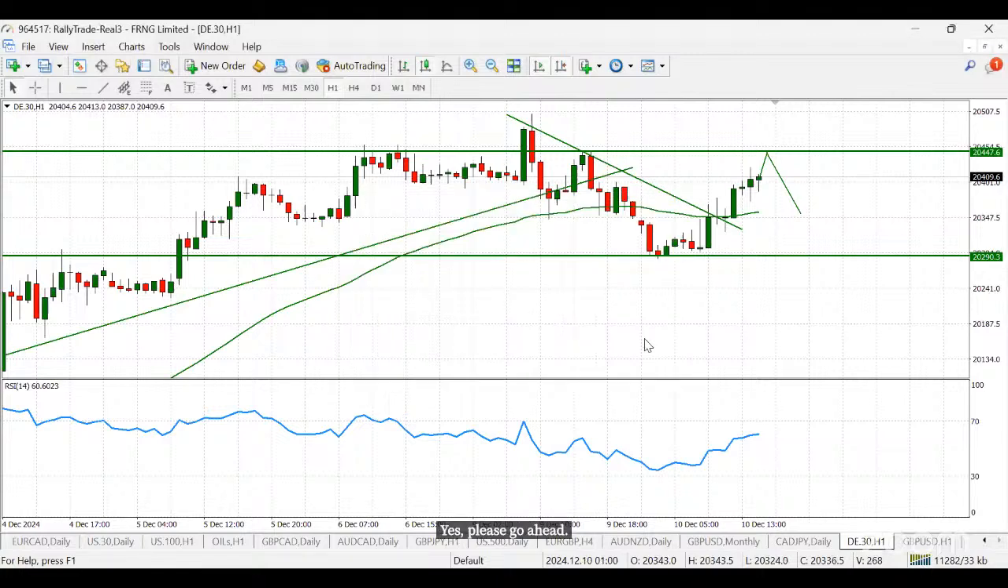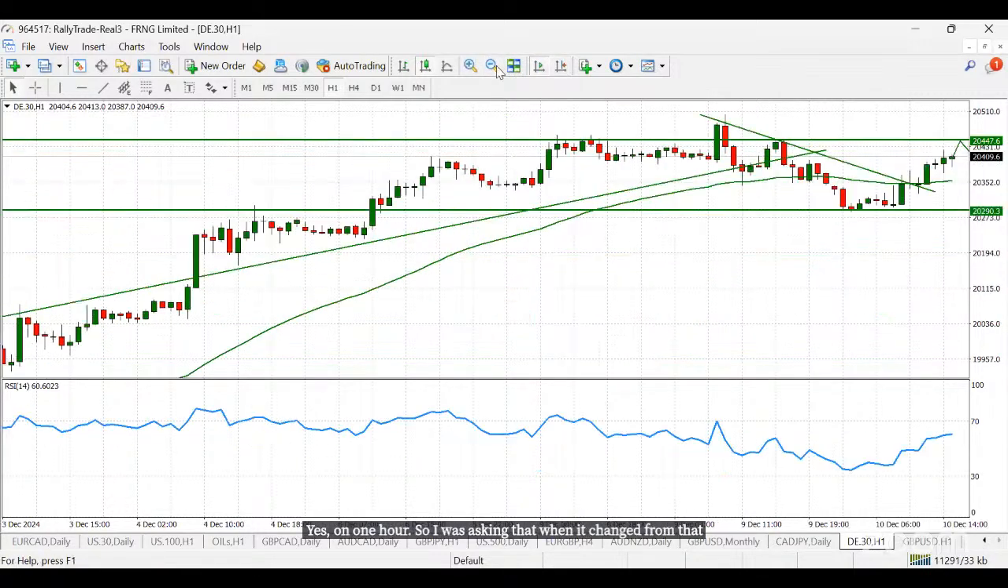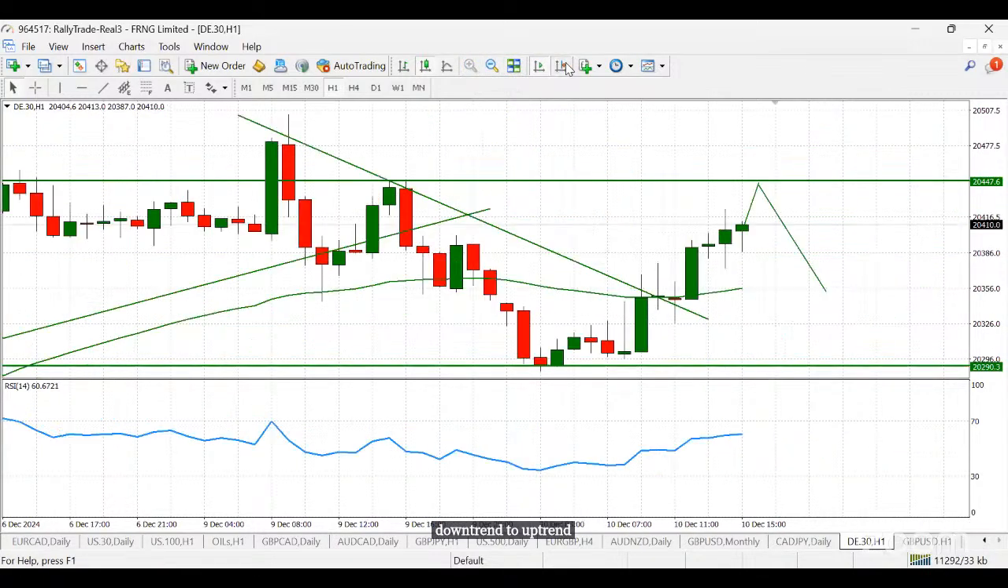Another question is that I saw on the 1 hour that the DE40 changed from a downtrend to an uptrend at that point, on the 1 hour, right? Yes, on 1 hour. I was asking that when it changed from that downtrend to uptrend, can we enter the buy from that cross where it broke above the downtrend slanting at that point?